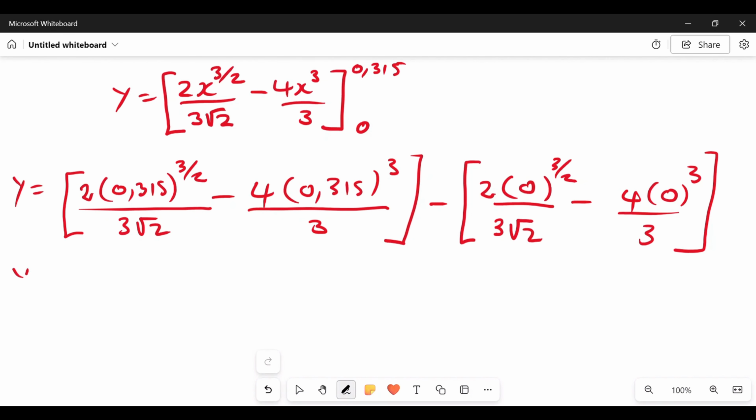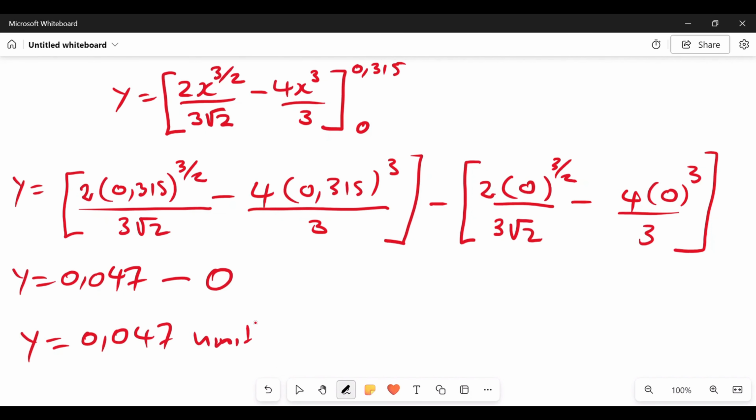There we go. So y is going to be, if you use your calculator, what you're going to get here is 0.047 minus, if you go to the second bracket and use the calculator, you're going to have 0. So your final answer is going to be 0.047 unit square. Guys, this is how you do this question here.